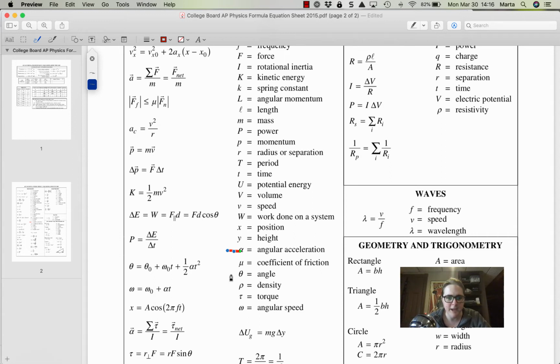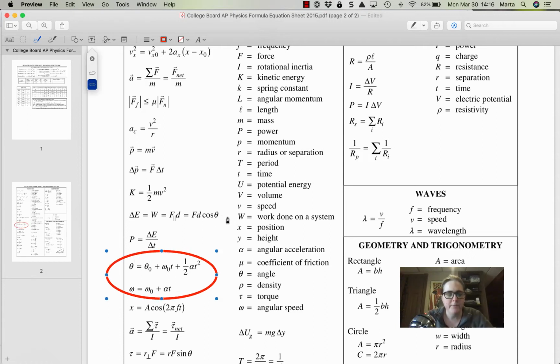You've got theta for angle, and you've got omega for angular speed. All right, I'm just going to get rid of those annotations quick. Now, there are a couple equations that show up on here. So the first two I want to point you to are these right here.